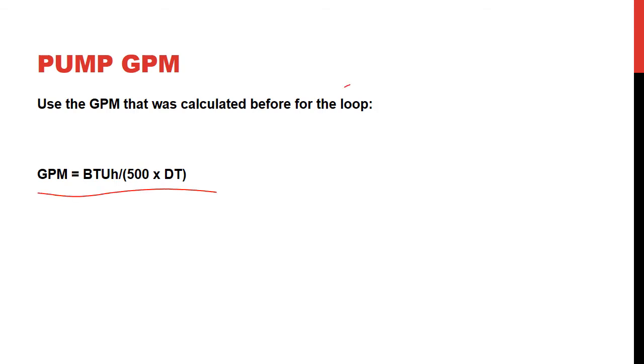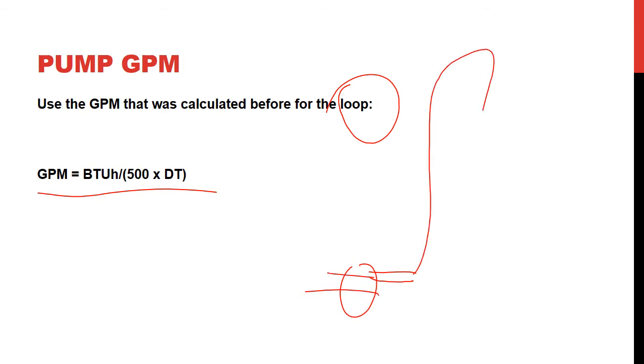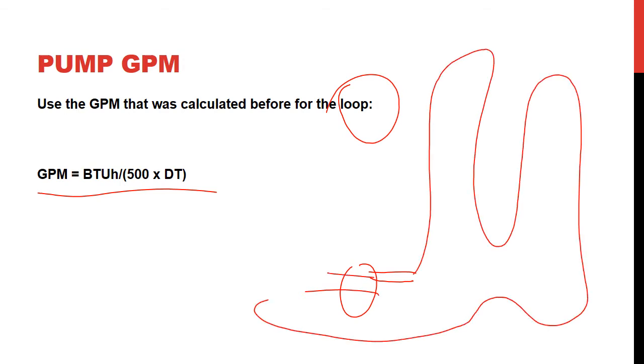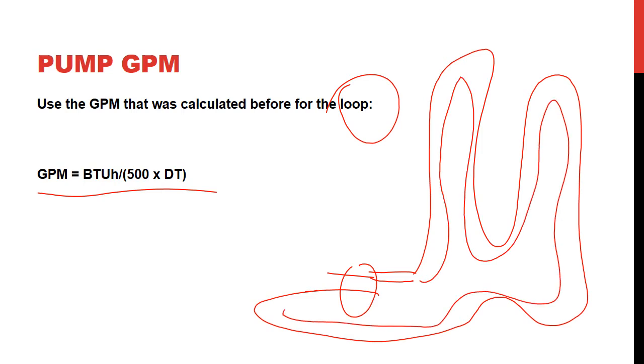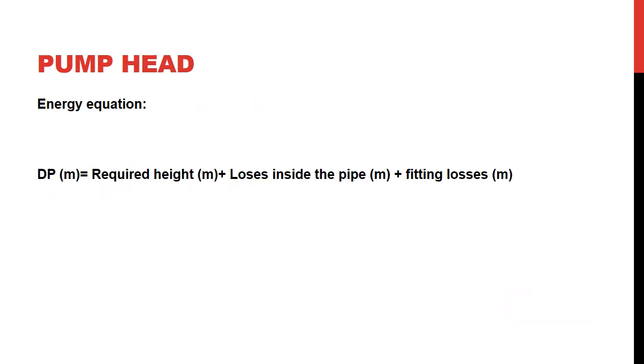And remember, it's always per loop. So the entire loop, wherever the pump is, if this is my pump here, whatever the entire loop is going to be, coming back all the way here, that is my pump requirement for the entire loop. What is the GPM? We can have a radiator here, another radiator here. So the BTUs are going to be obtained from the entire loop. That's for the pump head.